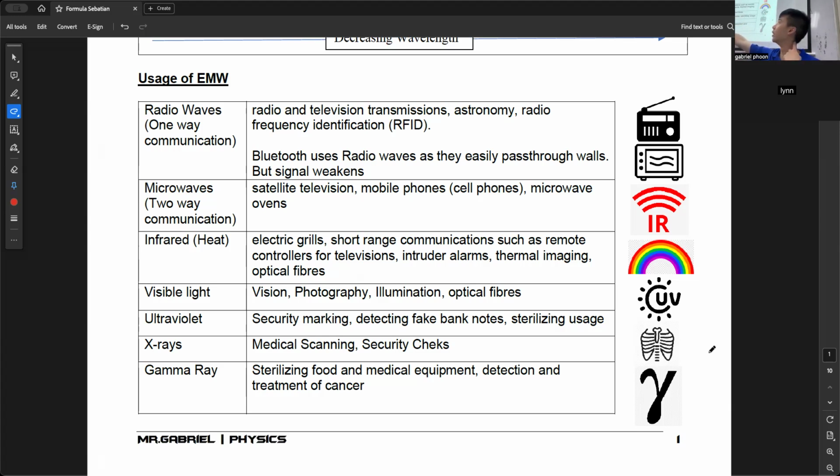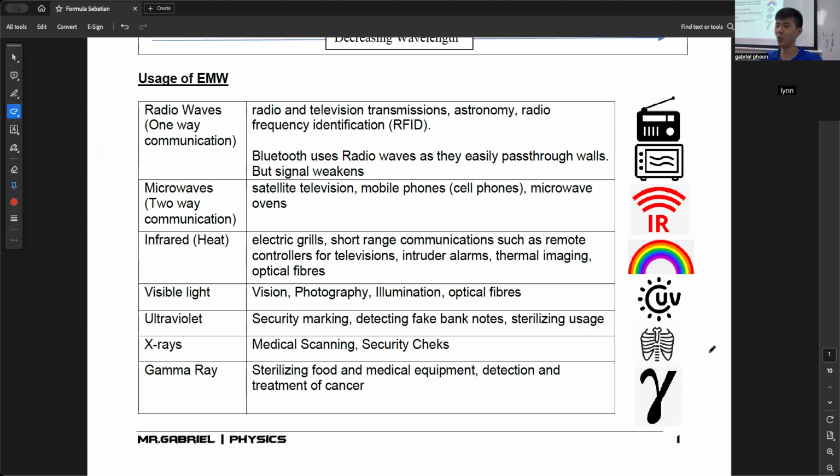Ultraviolet is also very commonly used for security markings. Have you guys scanned ultraviolet onto your banknotes before or not? Try it. Under the light, not anywhere on the back, look at the back, the white color part. You can see this head guy, is it?